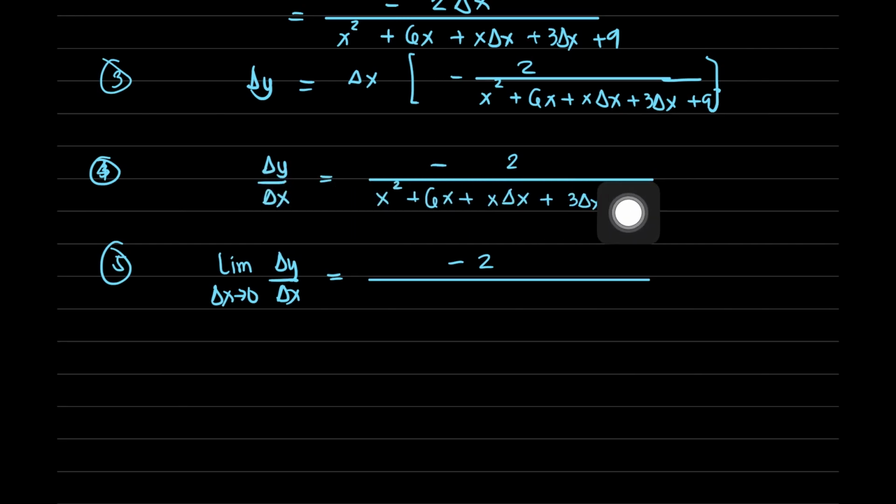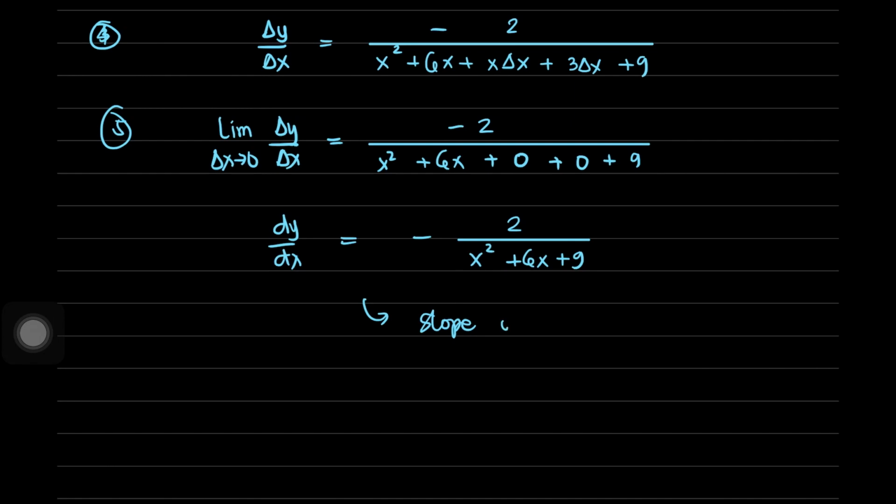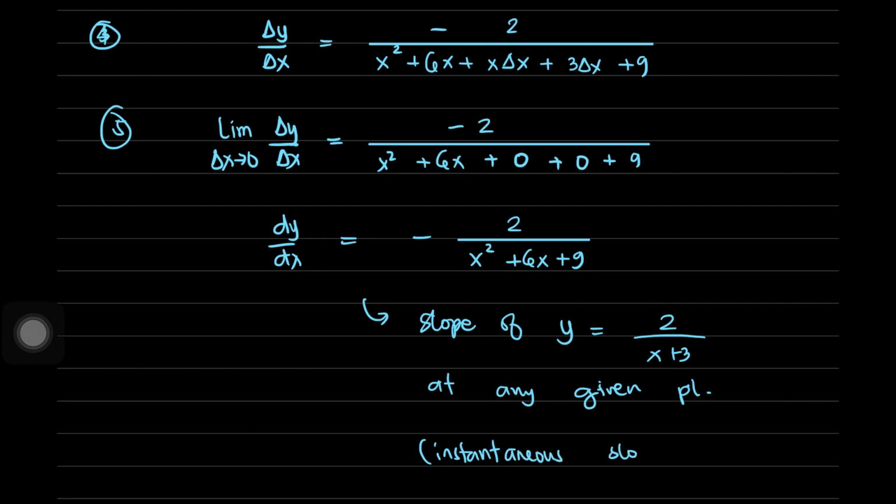Since we have a sum of terms here, the limit of x squared as delta x approaches 0 is x squared. The limit of 6x as delta x approaches 0 is 6x. The limit of x delta x as delta x approaches 0 is equal to 0. The limit of 3 delta x as delta x approaches 0 is also equal to 0. And the limit of 9 is equal to 9. Simplifying, dy over dx is now equal to negative 2 all over x squared plus 6x plus 9. This is now the slope of the function y equals 2 over x plus 3 at any given point, that is, the instantaneous slope of the function.